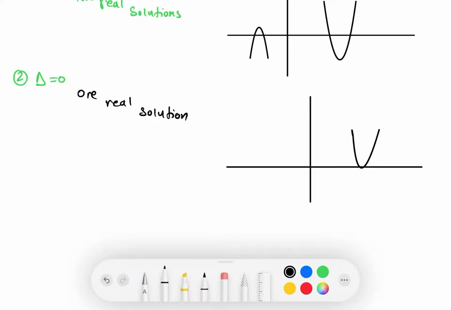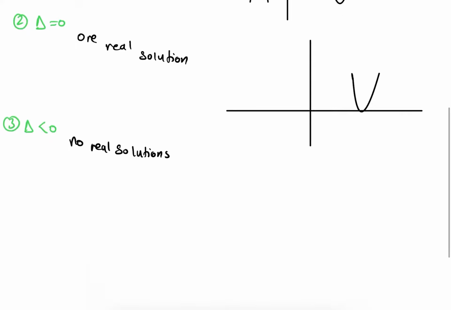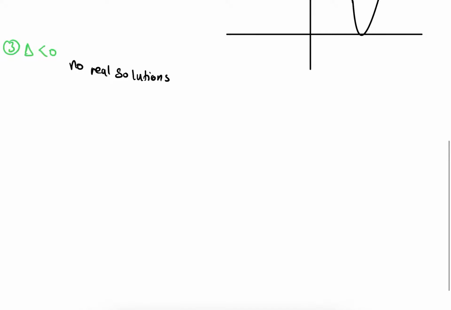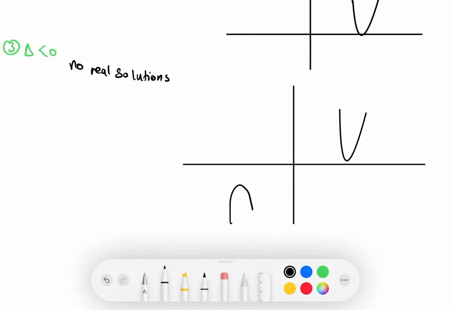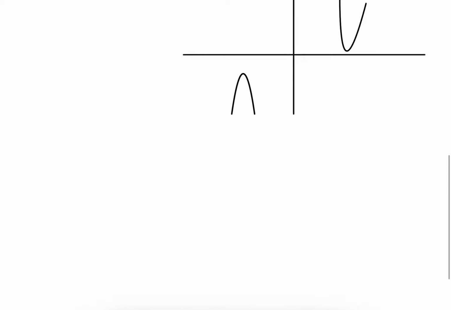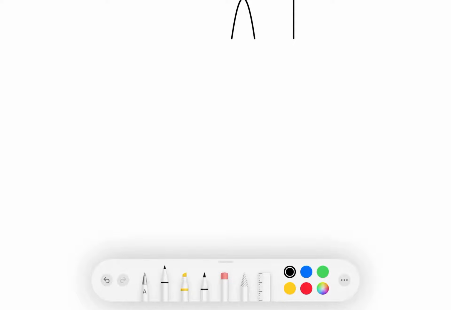So just 1 point. And the third and final case is when you have a negative delta, in which case you have no real solutions. And of course, if you're familiar with imaginary numbers, you know that you actually have two imaginary solutions, although you have no real solutions when delta is negative. So in that scenario, your graph is entirely above the x-axis, which means that you have no real solutions. Now, how do you go about solving a quadratic equation using the quadratic formula then?